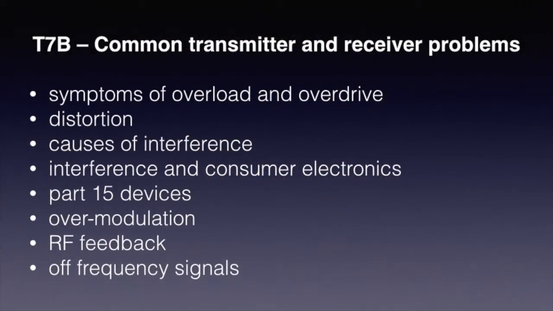In B, we're going to cover the common transmitter and receiver problems. Things like symptoms of overload and overdrive, distortion, causes of interference and consumer electronics, Part 15 devices, over-modulation, RF feedback, and off-frequency signals.